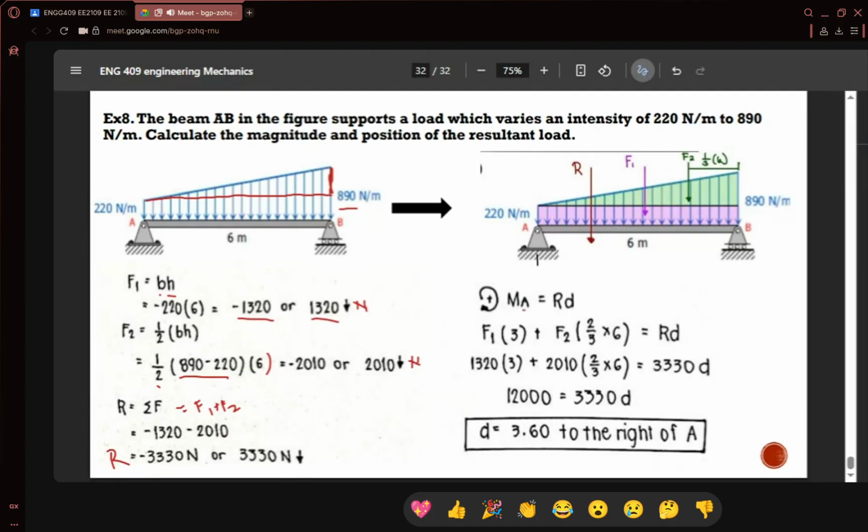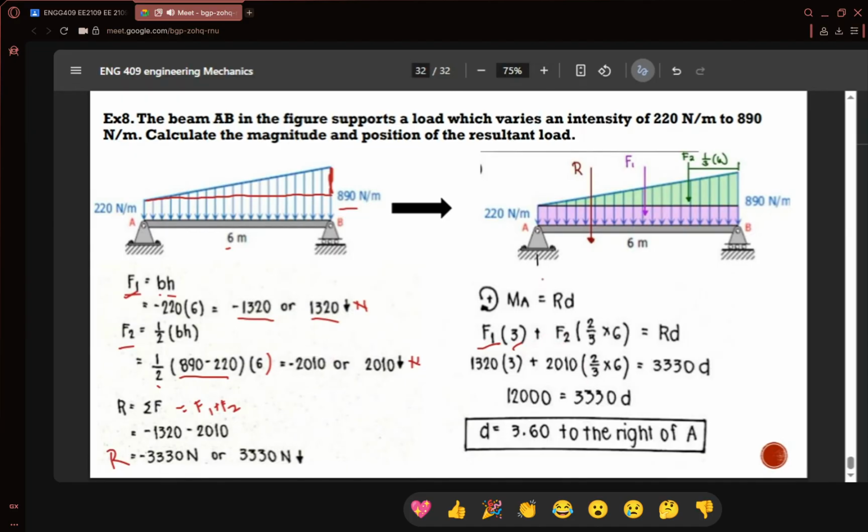So for your summation of moments, equals RD. You have your F1 and F2. We talked about earlier that they are acting on the centroid of the shape. So for your F1, which is the rectangle, its centroid will be at what? Half of the length, which is half of 6 meters, which is 3. So that is the distance.